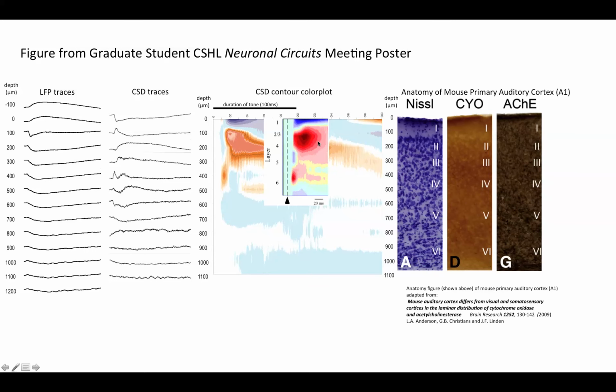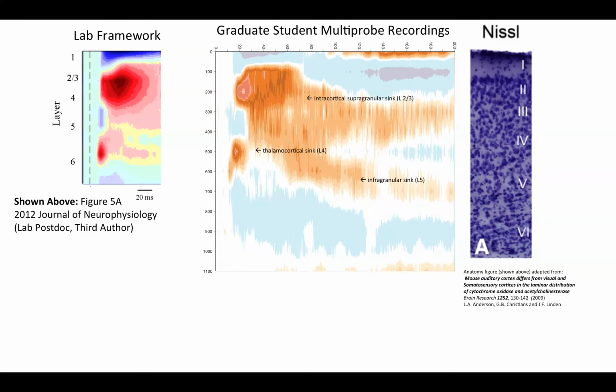So what happened was I presented this poster at Cold Spring Harbor Laboratory, and this was during my spring break that I presented this poster. And when I returned to my now second lab, a week later, I was dismissed from the lab for presenting this poster. And it was actually characterized as graduate student misconduct. I didn't realize that presenting a poster at a scientific meeting qualified as graduate student misconduct, but apparently in my department it does. And again, here's just comparing the lab framework on the left with my own multi-probe recordings.